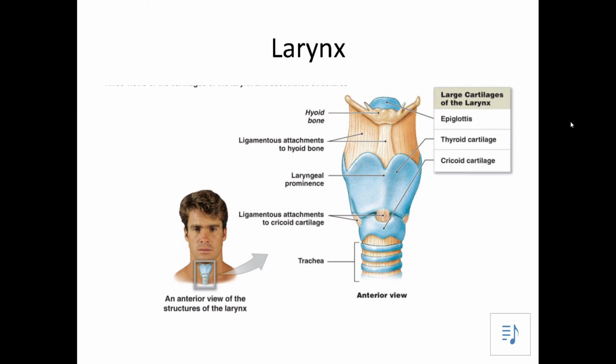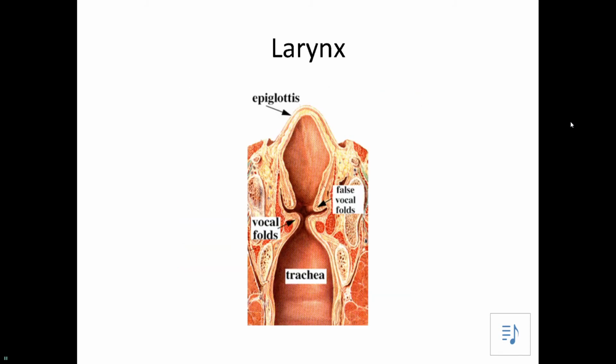The larynx. The larynx is made of cartilaginous pieces held together with connective tissue and muscle and smooth muscle. The larynx allows passage of air to the trachea. It has the epiglottis at the top, and then false vocal cords and true vocal folds with the glottis in the middle.